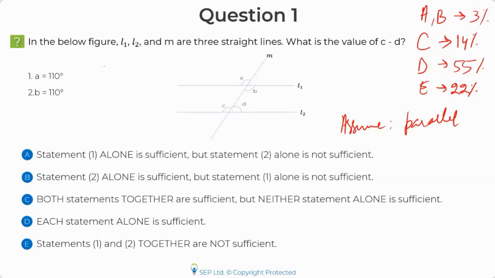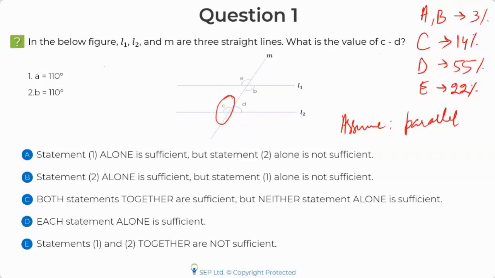So those of you who assumed it thought that, okay, we are talking about two parallel lines, L1 and L2, and this M is a transversal. And since we are looking at the value of C minus D, which are two angles over here, we just need to find value of one angle. If we find the value of one angle, all we have to do is subtract that one from 180 degrees to get the value of another one, and then it's easy.